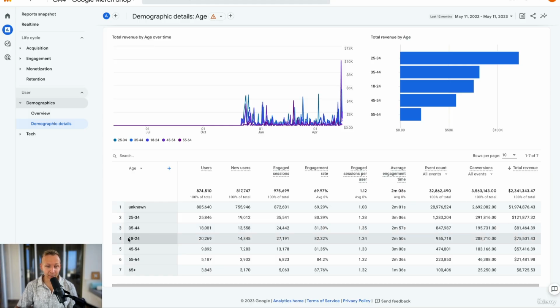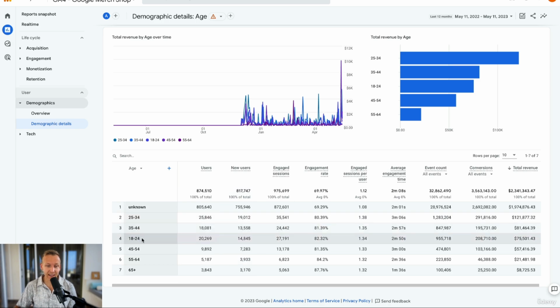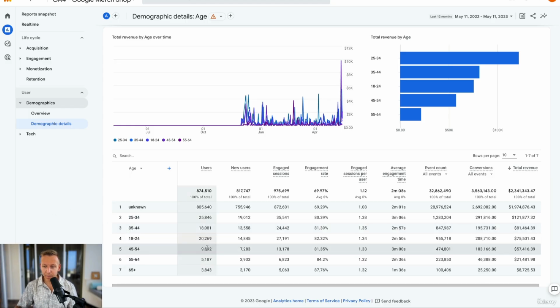Pretty interesting. Even though the 18 to 24 age group has more users, the 35 to 44 group is making quite a bit more money. And this makes a lot of sense because in this age span, usually people don't have that much money. But in the higher age spans, and especially if your niche is correct, there is going to be more money involved.